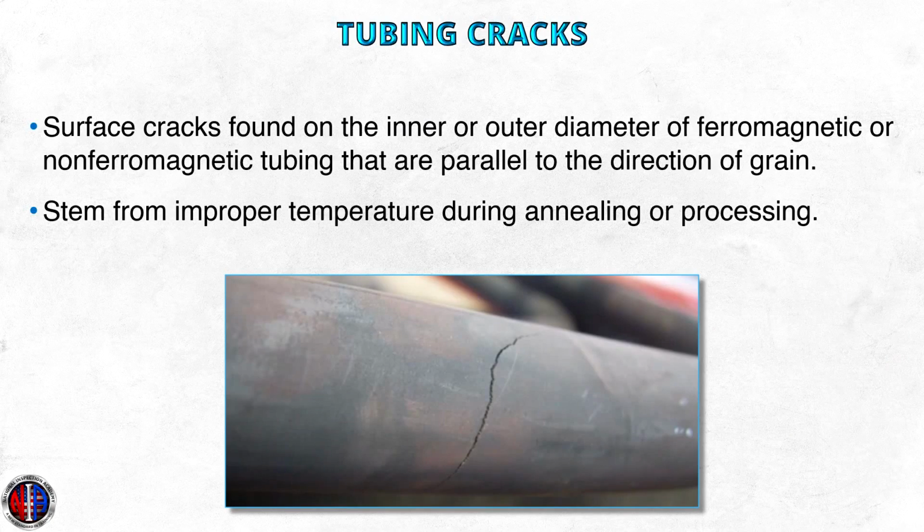Tubing cracks. Tubing cracks are surface cracks found on the inner or outer diameter of both ferromagnetic and non-ferromagnetic tubing that run parallel to the direction of the grain, not necessarily the direction of the tubing, but the direction of the grain. Tubing cracks stem from improper temperature during the annealing or processing.